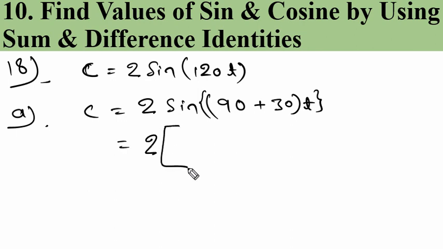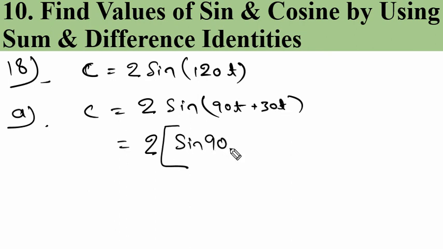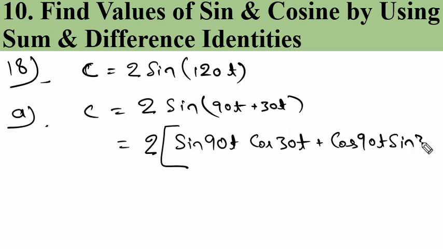So let's take 2 outside and let me just break it down. So I will just write 2 times sine of 90t plus 30t. Okay, now this is sine A plus B. So sine 90t cos 30t plus cos 90t and sine 30t, right? Sine A cos B plus cos A sine B. That's how you can do it. Now this is how you will write in terms of formula.